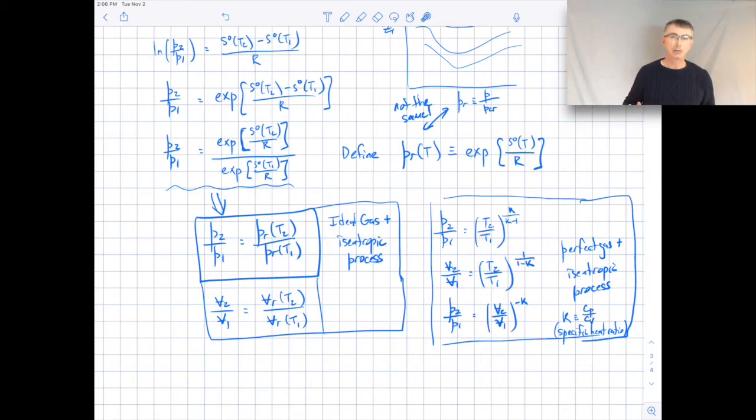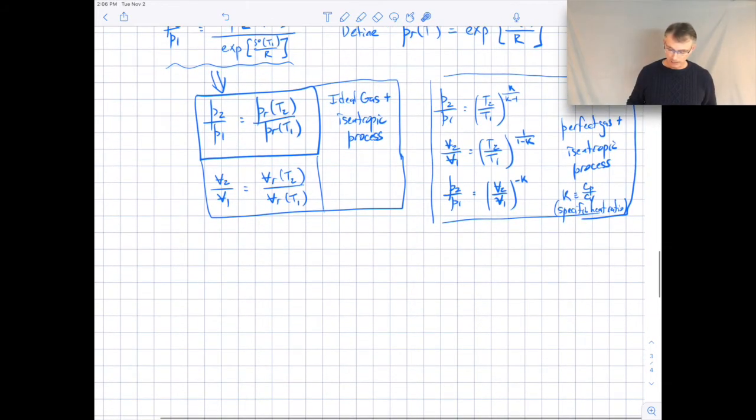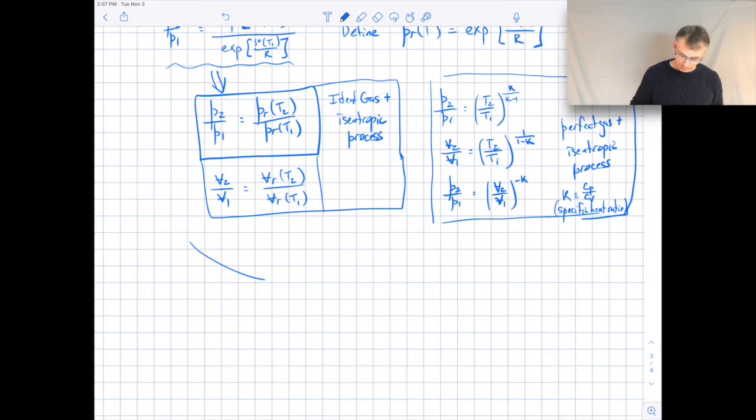Now I keep saying isentropic. Why do we care about isentropic processes? Let me just say a few words about that first. We assume many types of flows to be isentropic. One example of which is the flow through a nozzle. So let's say we have some air flowing at high speed through a nozzle.